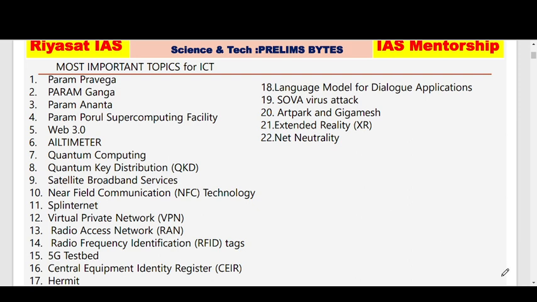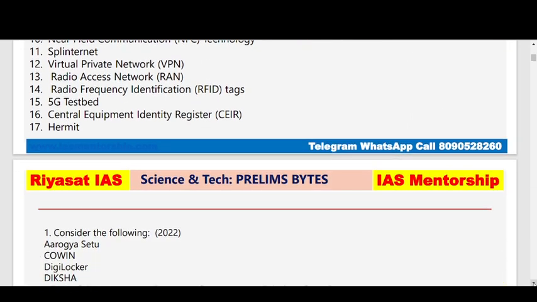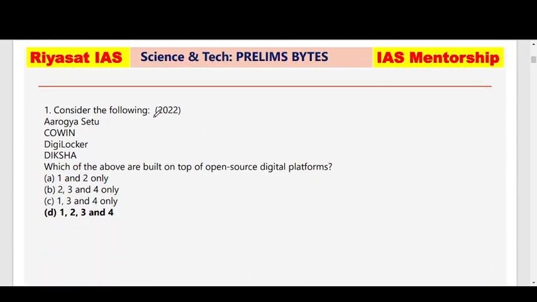So with this, let us start with some previous year question papers, looking at the year 2022. Consider the following: first, Arogya Setu; second, CoWIN; third, DigiLocker; and fourth, DIKSHA. The question is, which of the above are built on top of open source digital platforms? A, B, C, D or 1, 2, 3, 4.